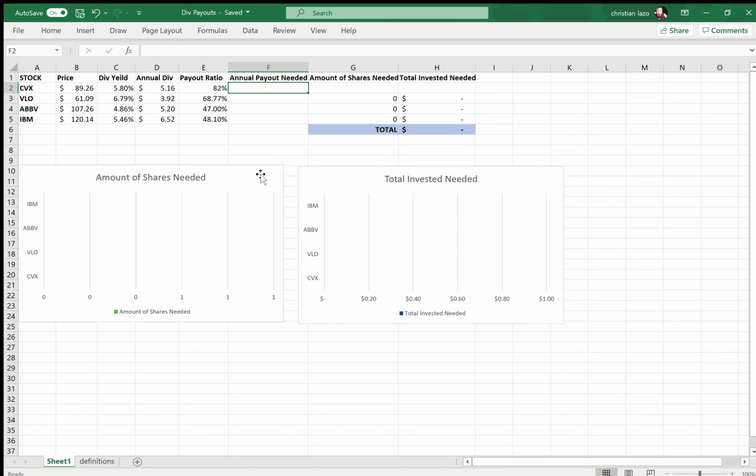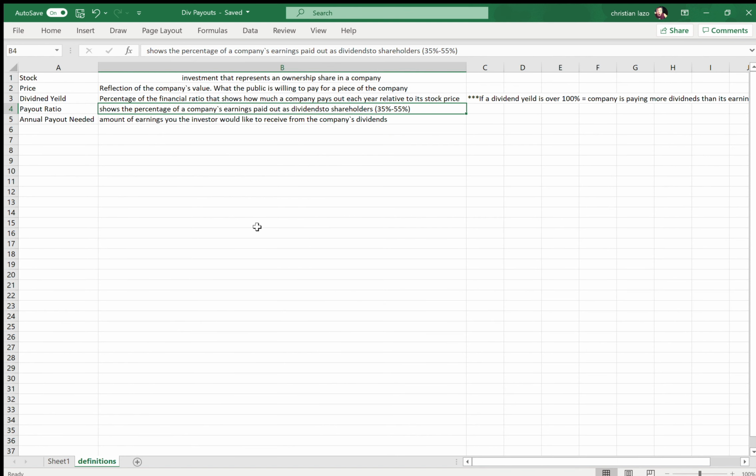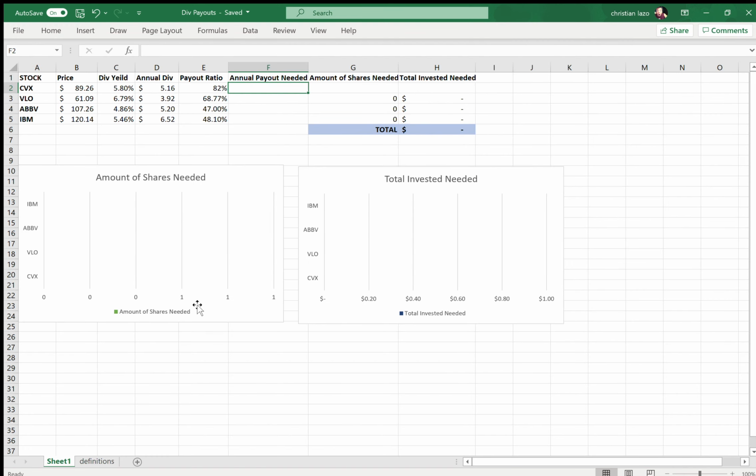So let's get to the next tab, annual payout needed. The annual payout needed is how much you, the investor, want to receive each quarter from the stocks, the amount of earnings you would like to receive from a company's dividends. For example, let's say every quarter I want to get paid $400 total from these 4 stocks. That's $100 per stock, so I'll put $100 here.